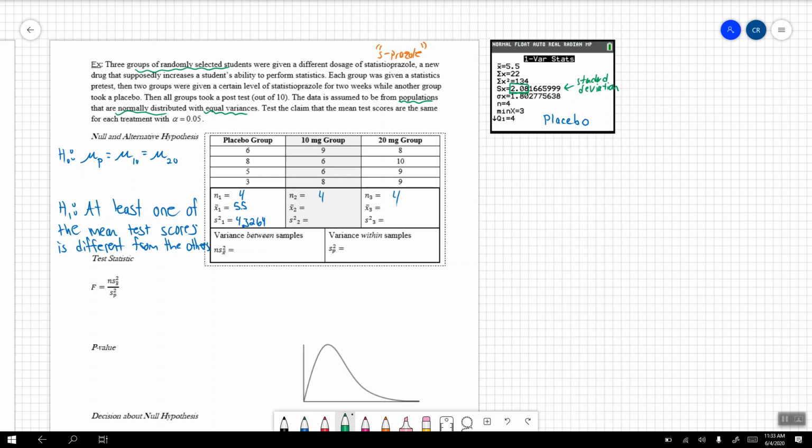Alright, so again, that variance is that standard deviation squared, so that's 2.08 squared. And that 2.08 squared got us at 4.3264. Awesome. Now I'm going to need to do the same thing for the 10 milligram group and the 20 milligram group. So if you were following along, all I have to do is find the one variable statistic for the 10 milligram and the 20 milligram group.